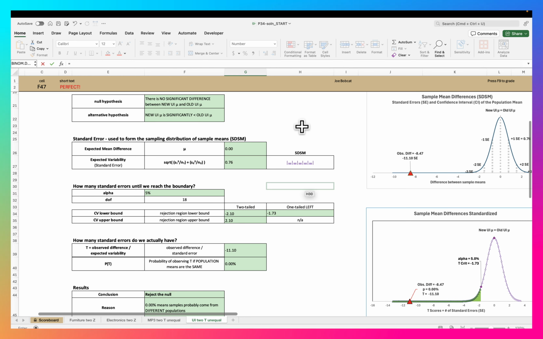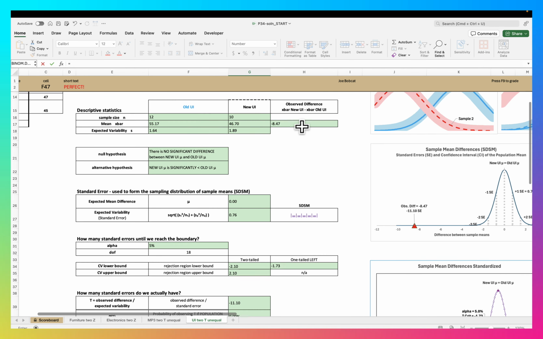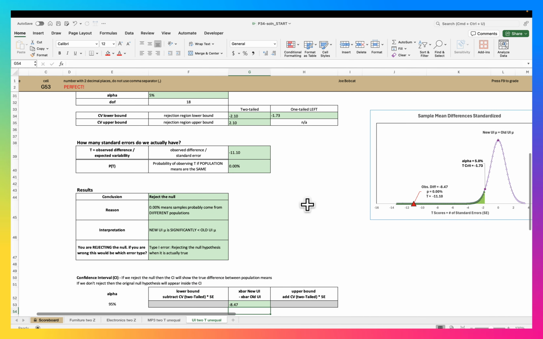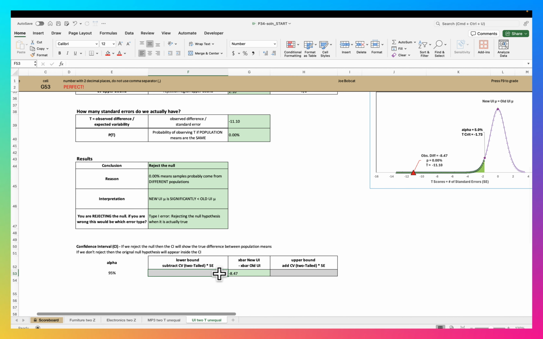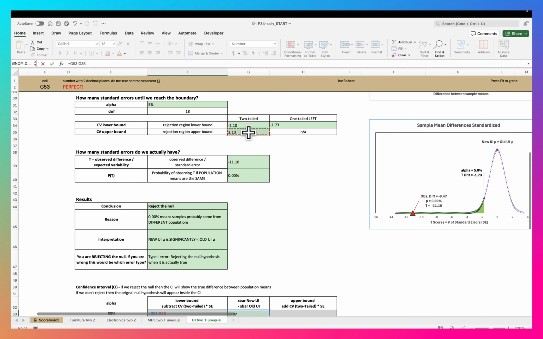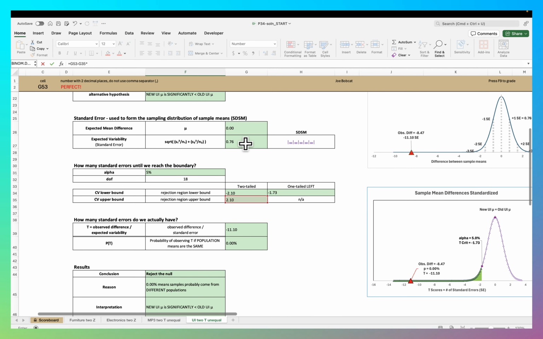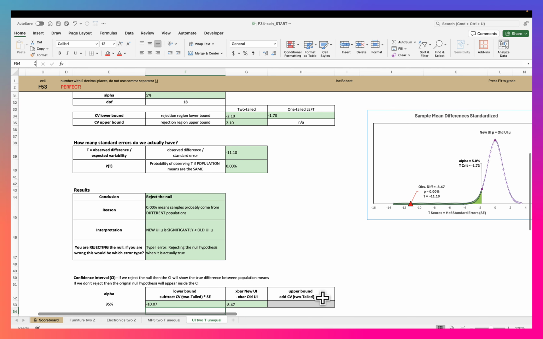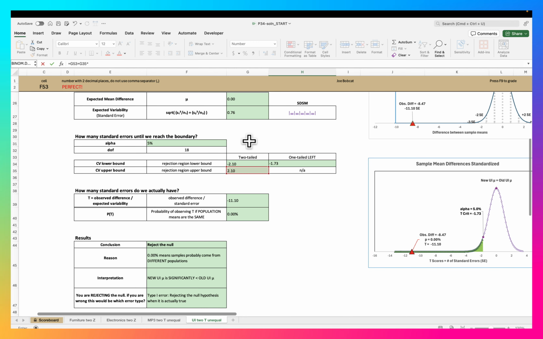So let's grab the difference, the starting difference, and subtract from that the two-tailed positive times the standard error, and that equals that plus the two-tailed positive times standard error.